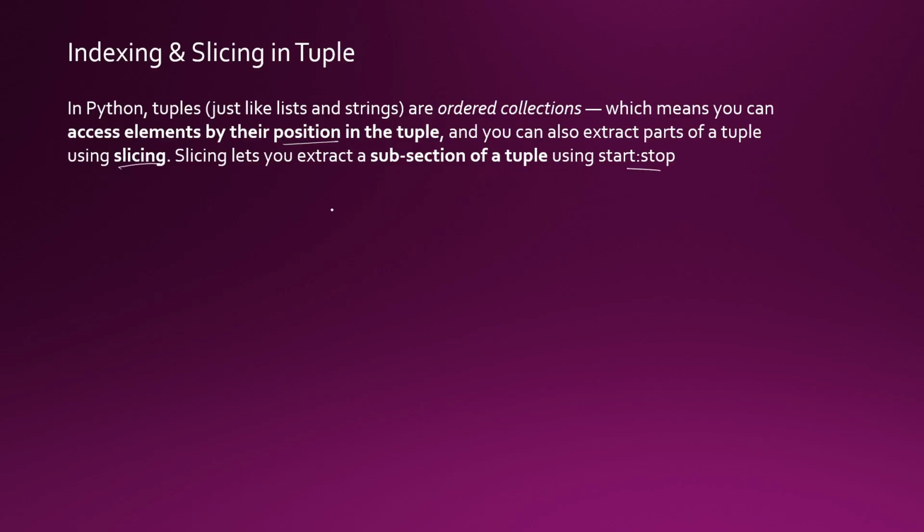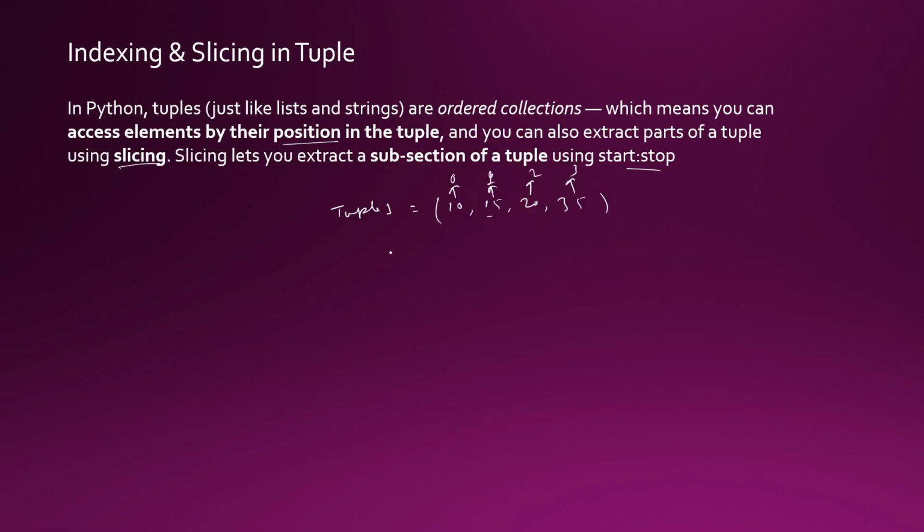So basically, if we have a tuple, suppose 10, 15, 20, 35. This is one of my tuples. Now, if I want to access a position, this is also an index position, just as we have learned in list and string. So this is the index position of 0, this is the index position of 1, this is the index position of 2, and this is index position of 3.